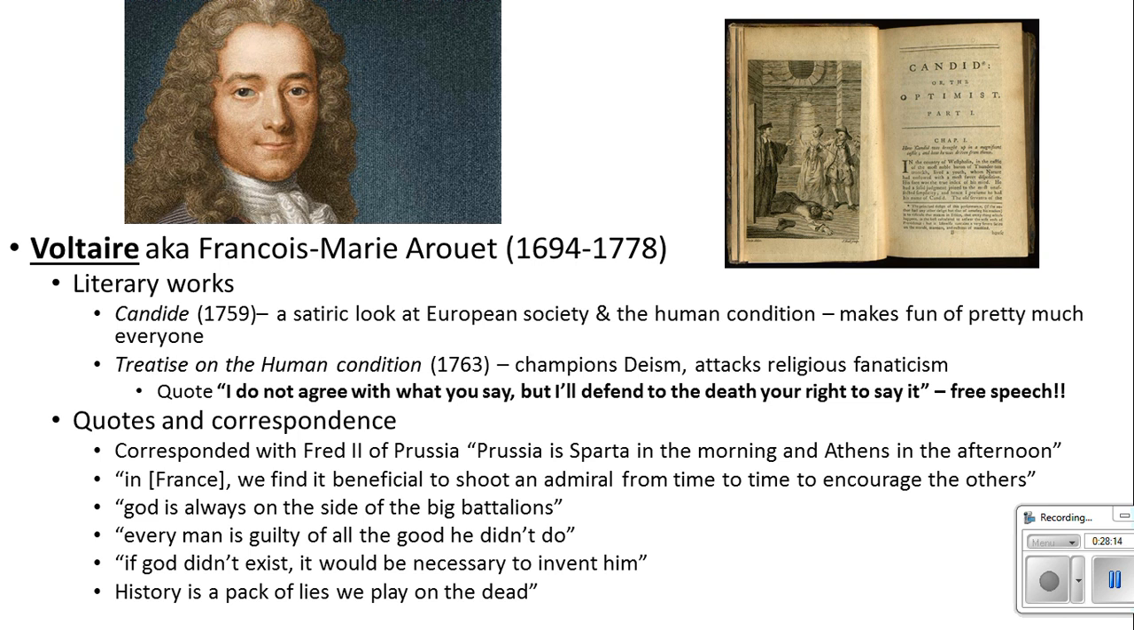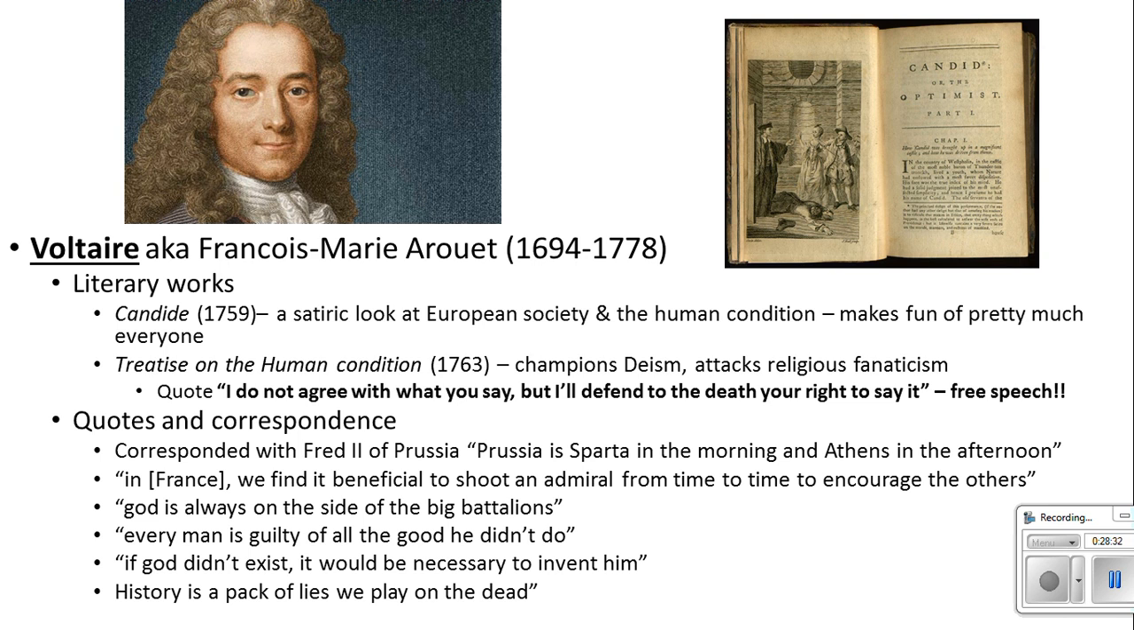He also said God is always on the side of the big battalions. That is to say, he's sort of mocking people who believe that God interferes directly in the affairs of man, by saying that, isn't it funny that God always supports the people who have sort of the most troops, and that kind of thing.